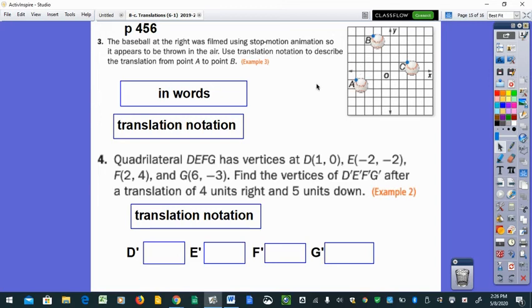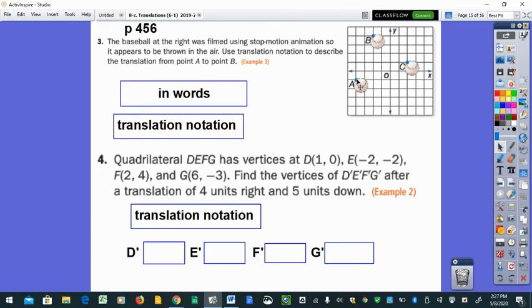The second one I'd like you to do is, we've got a quadrilateral, that's a 4-sided figure. These are its original points in the pre-image, and they want you to find the vertices in the image after you move it 4 units to the right and 5 units down. So you're going to give the translation notation, and you're going to move every point using that to see where it lands. Pause your video, and let's see how you do in about a minute.